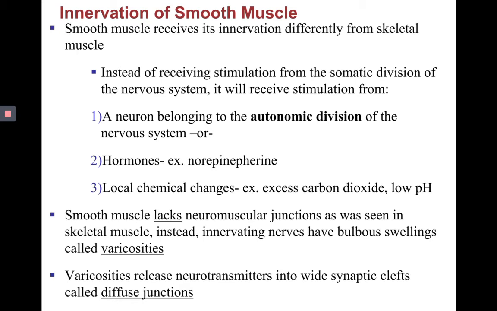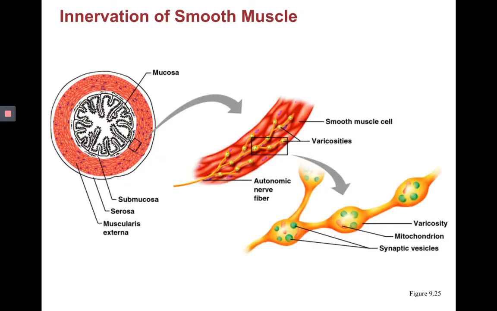We don't have any neuromuscular junctions in smooth muscle. Instead, there's varicosities or bulbous swellings at the end of axons. The varicosities release neurotransmitters just like the axon terminals of the motor neuron axons for skeletal muscle do, but there's a much wider synaptic cleft, so we have diffuse junctions as opposed to neuromuscular junctions. So here are the varicosities. So varicosities are bulbous swellings at the end of axons that are going to be associated with the innervation of smooth muscle.